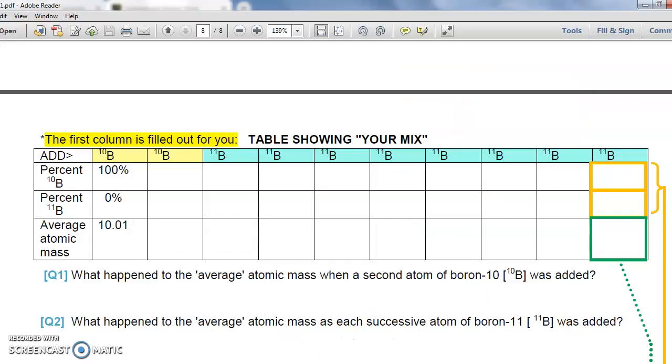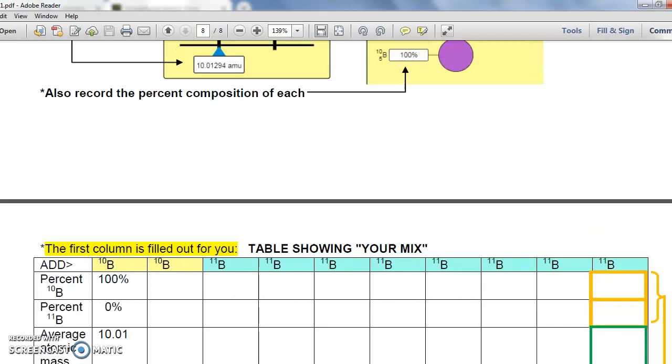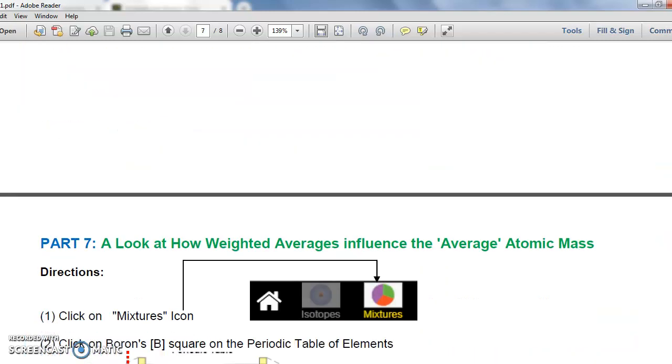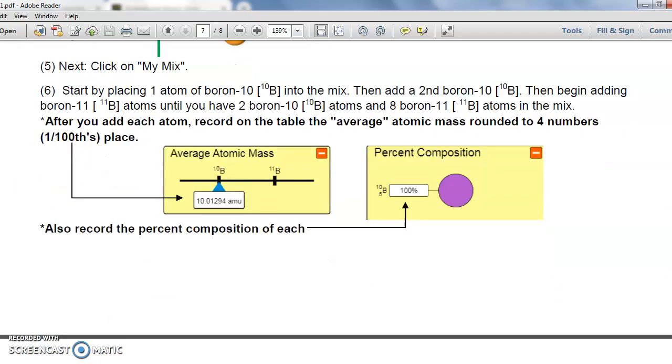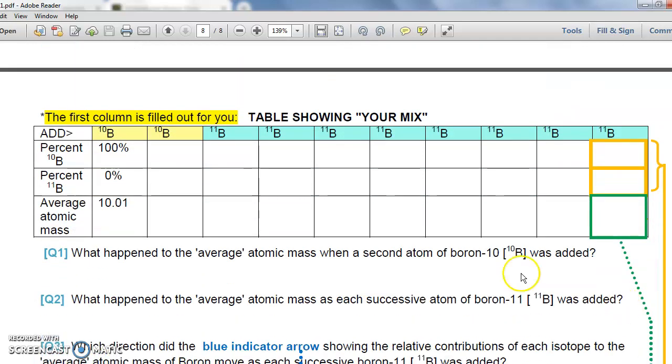If you just follow the directions on this part of the lab, the directions are right here for part 7. It tells you what to do. It tells you how to do it. Right here, you're going to start with one boron 10 atom. Then you're going to add another boron 10 atom to your mix. And then you're going to add, it looks like, 8 boron 11s. On this row right here, you're writing the percent of boron 10 in the mix and the percent of boron 11 in the mix.